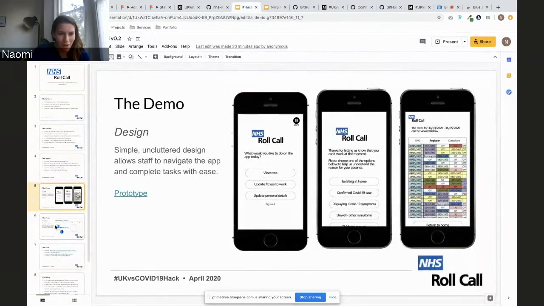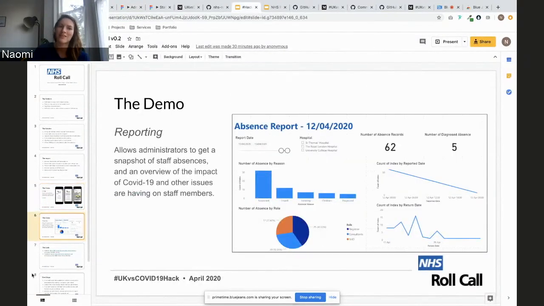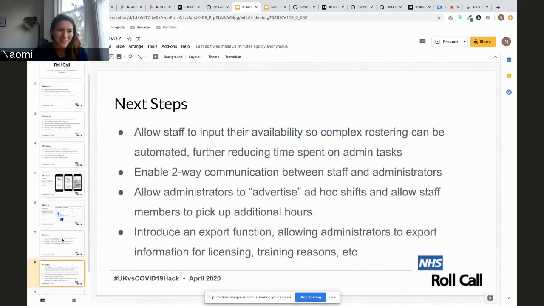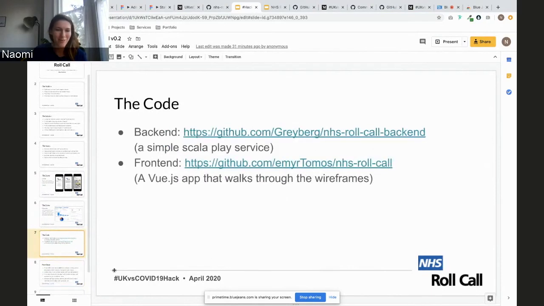And then Yang, who was also working on the project, put together this great reporting system, so administrators and people responsible for reporting would be able to see a snapshot of why staff are off and how big an impact it's having on the NHS. And as I mentioned, I unfortunately can't talk too much to the technical side of things, but there are links to all our code on the Medium article as well.